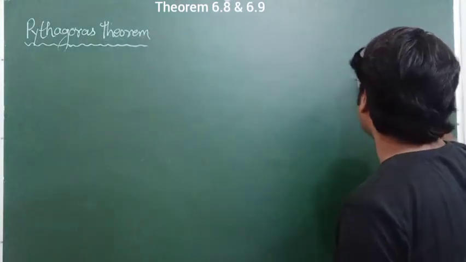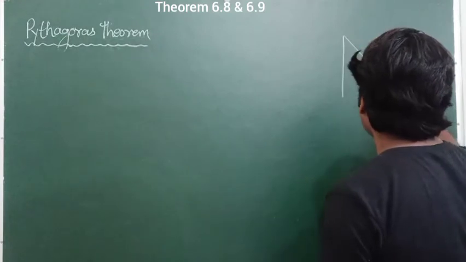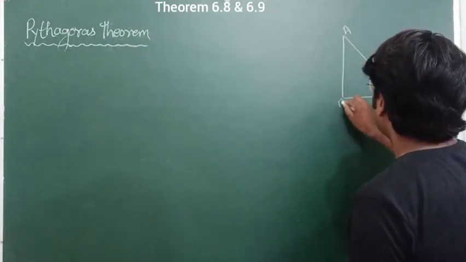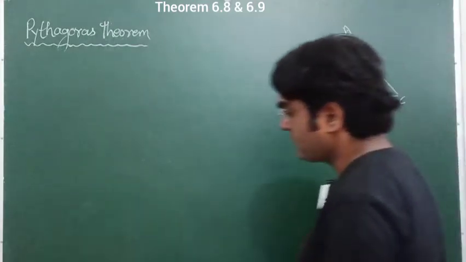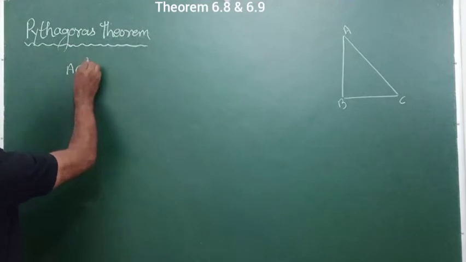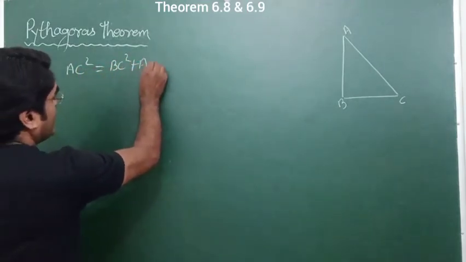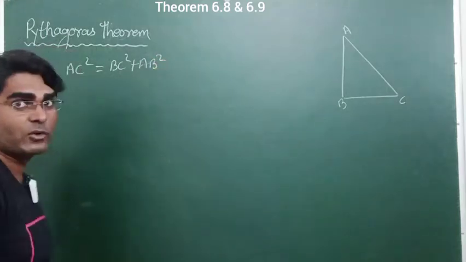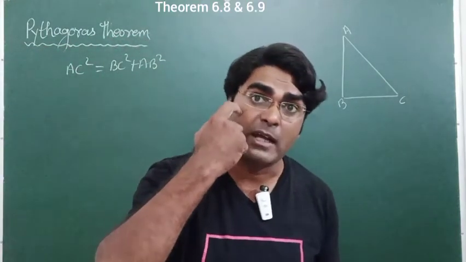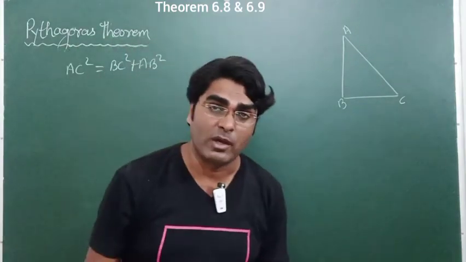Suppose you have a right angle triangle ABC, right angle at B. So what is the Pythagoras theorem? AC square is equal to BC square plus AB square. This is the Pythagorean theorem. Now you need to prove that. How can you prove that AC square is equal to BC square plus AB square?